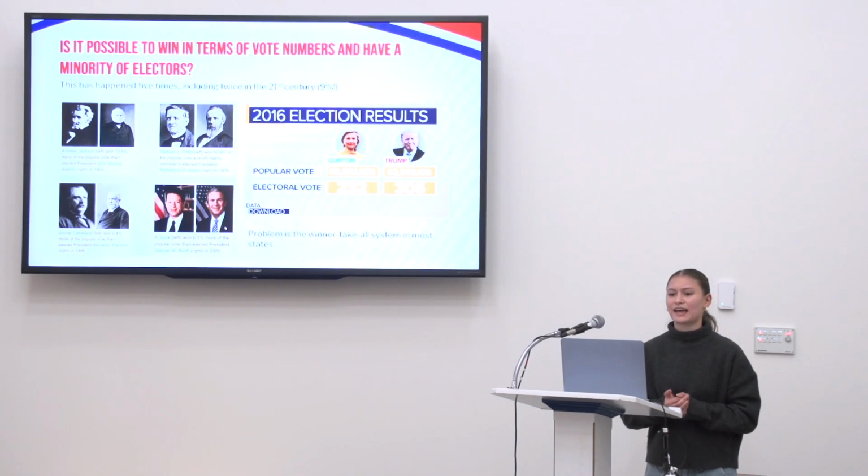So that leads us to say, is it possible to win in terms of having the popular vote, but having the minority of electoral votes? And the answer is yes. This has actually happened 5 times over the course of history, twice in the 21st century, with Al Gore, which had been mentioned in Winnie's presentation, I believe, and most notably the recent one in 2016.